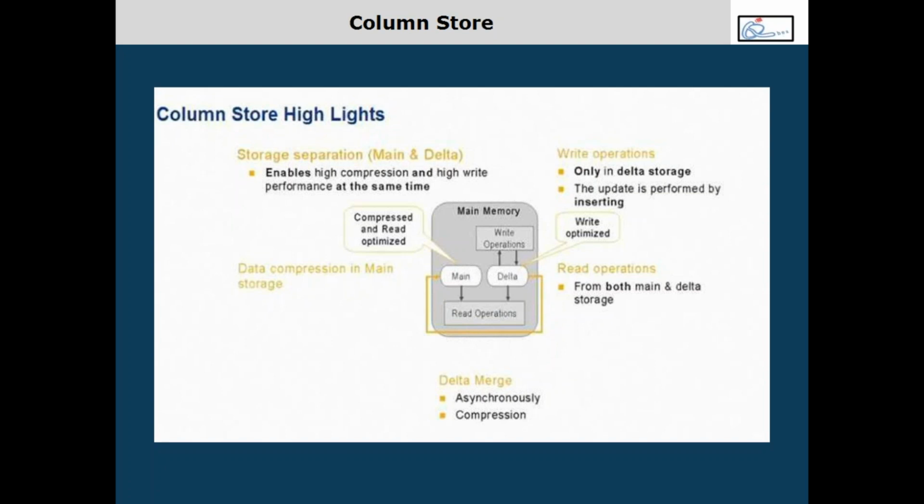Whenever you create a column store table in SAP HANA, internally it configures two parts for it. It represents the column store table with two storages in it: two blocks. One is called the main storage and one is called the delta storage. Now look at this. On a given table, you basically do two operations, right? Either writing or reading. Writing is inserting data into the table. Reading is reading the data for reporting, right?